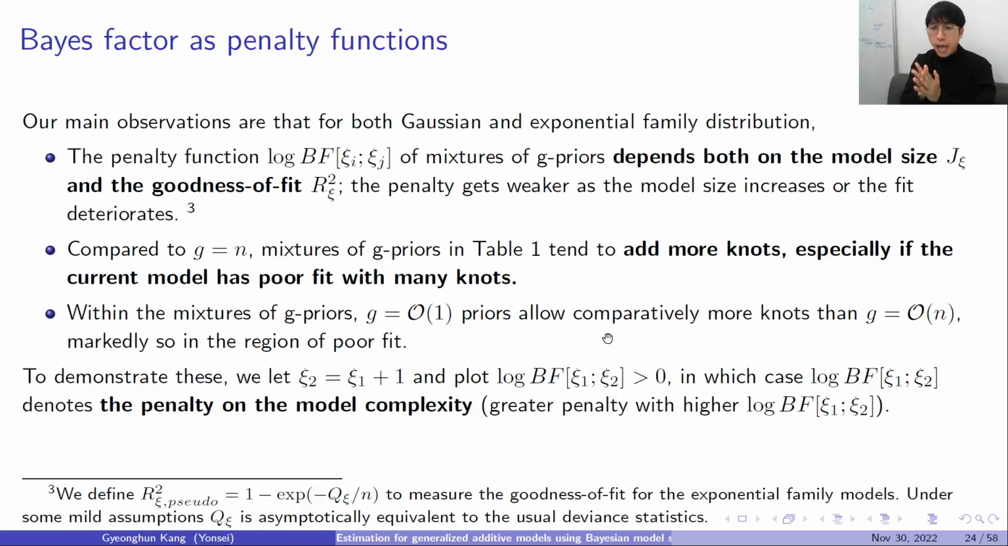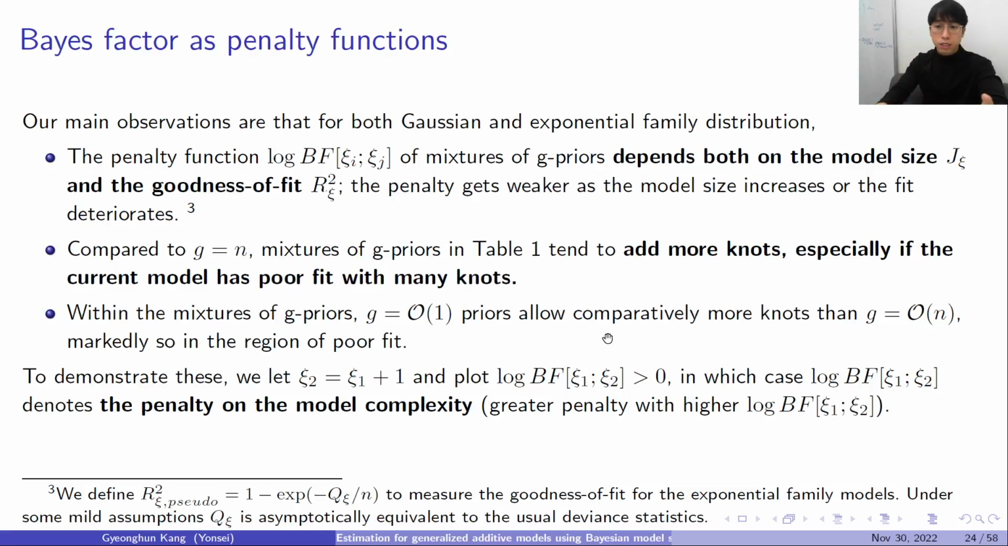And secondly, compared to the fixed choice of g, the mixtures of g priors tend to add more knots, especially if the current model has poor fit and many knots. This is what I have said before, right? And within the mixtures of g priors, the GO1 priors, the priors whose shape does not change with n, allow comparatively more knots than GON, and especially so in the region of poor fit.